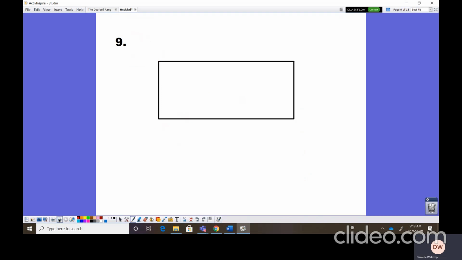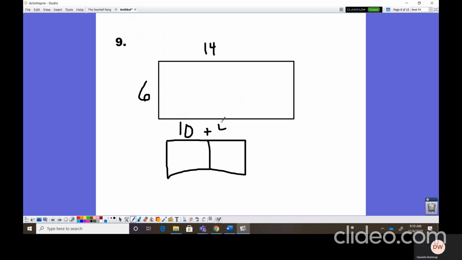So, number 9, pause it if you need to get caught up. Find the area of the rectangle. Now, this one, it's 14 inches by 6 inches. And so I'm going to redraw another area model so I can do my expanded form. 14 is the same as saying 10 plus 4. Put 6 over on the left side. 10 times 6 we know is 60. It's a basic fact. 4 times 6 we know is 24.